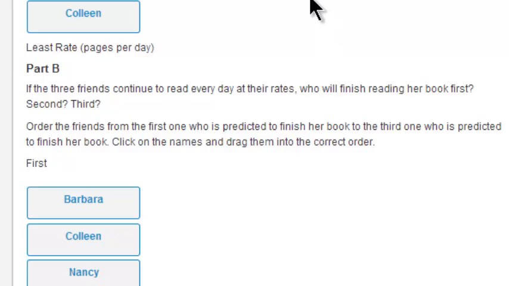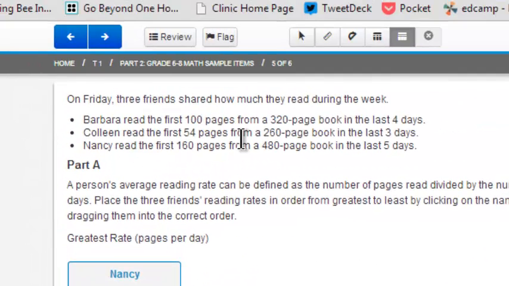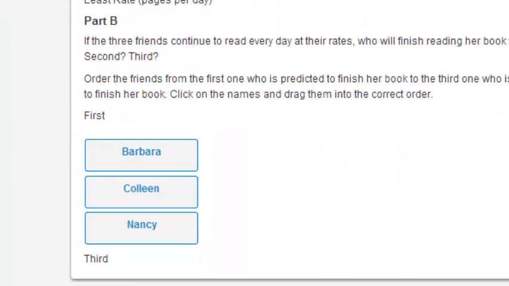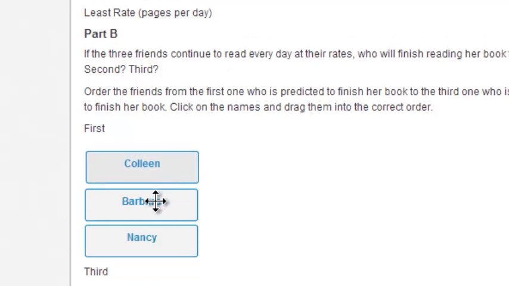So here I would subtract the number of pages they've read from the number of pages in the book. So for example, Barbara has 220 pages to read, and then I would divide 220 by 25, which was Barbara's pages per day, and that would give me the number of days it would take her to finish the book. And then I would use that same process for Colleen and Nancy, and then I would rearrange their boxes here from first, second, and third, and then I would have answered item 5.